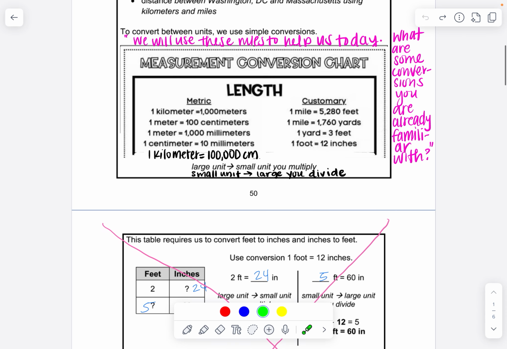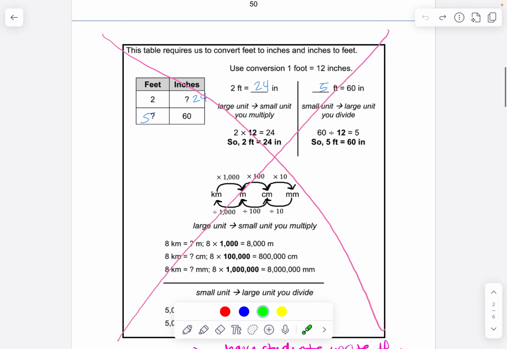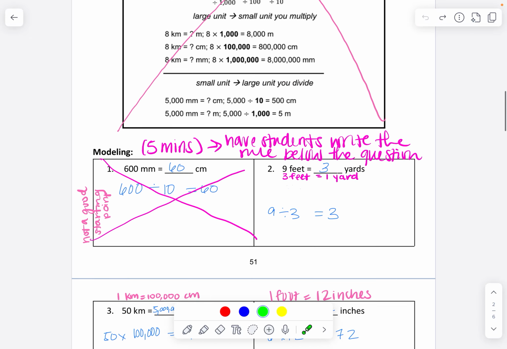You want to highlight that there are rules to converting. If we don't use the rule, we are not going to get the right answer once we convert. And then you also want to highlight that when we are going from a large unit to a small unit, we want to multiply. And when we are starting with a small unit and going to a large unit, we're going to be dividing, okay? Don't pay attention to the second page.